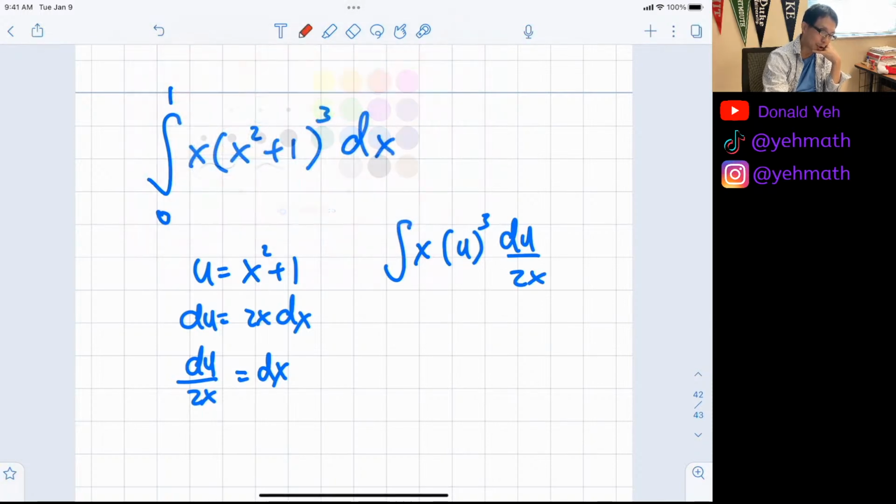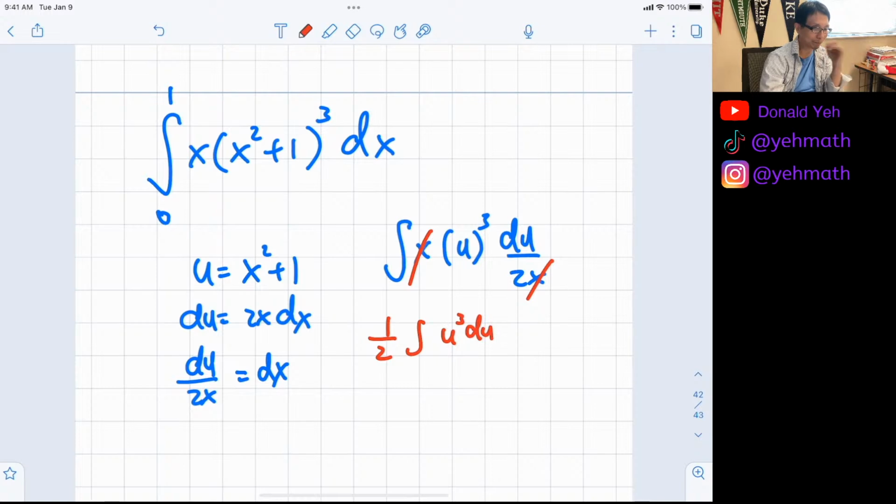Now, if you realize, I didn't change the boundary there because I didn't want to put in the boundary now. I want to make sure everything is in terms of u. I don't want an x involved, right? You don't want your x to get involved. So it's u to the 3 du.